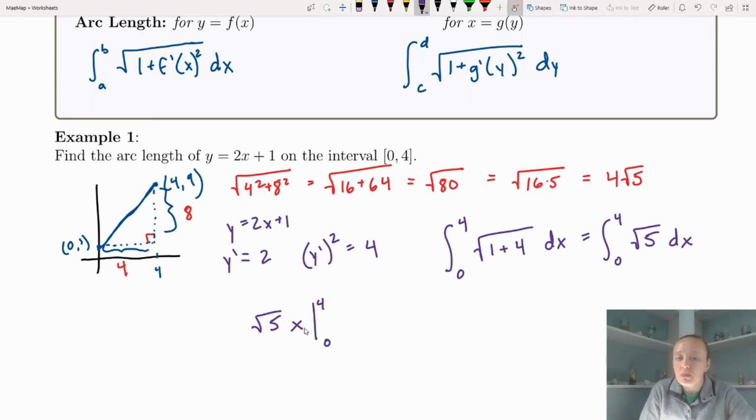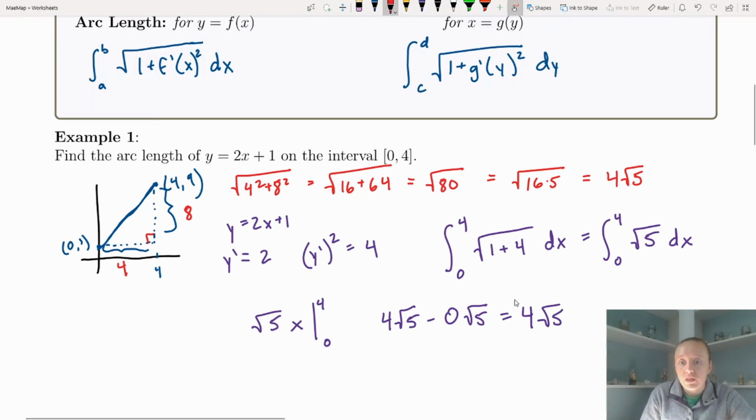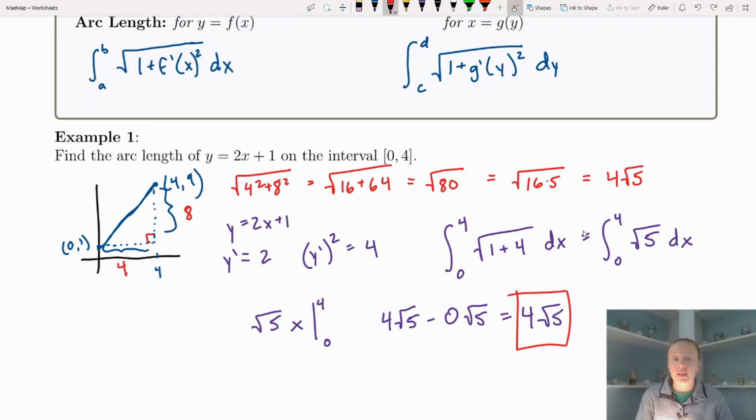All we need to do is plug in 4 and subtract plugging in 0. So 4 times the square root of 5 minus 0 times the square root of 5 is just going to be 4 square root of 5. So you can see, using that formula, we get the same exact value by using that Pythagorean theorem.